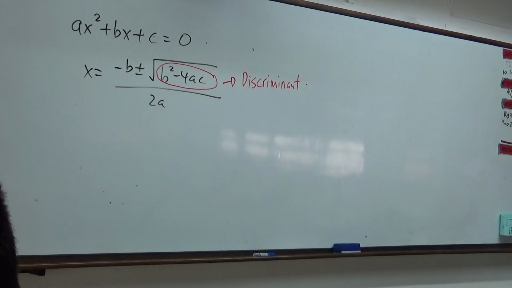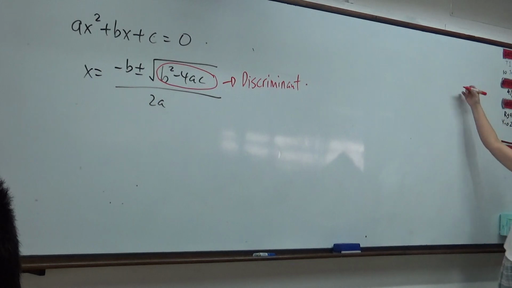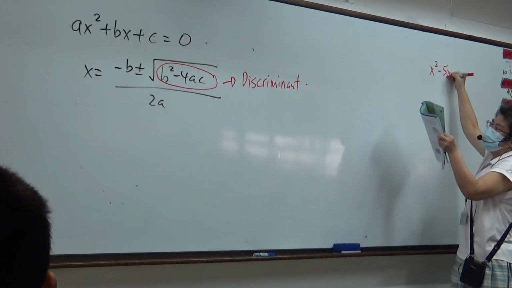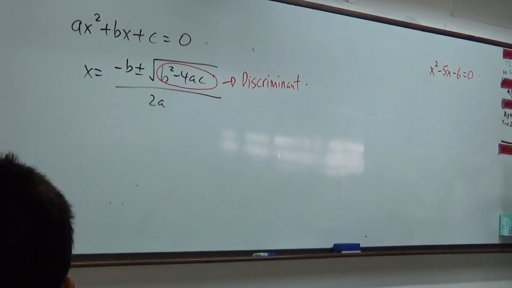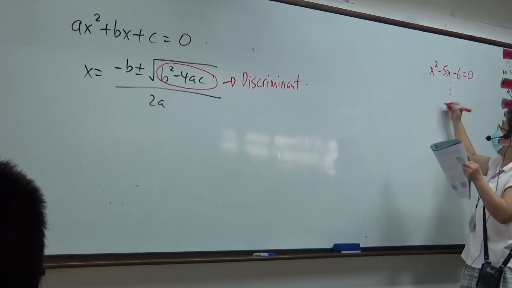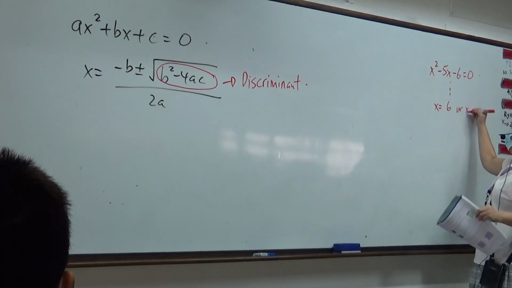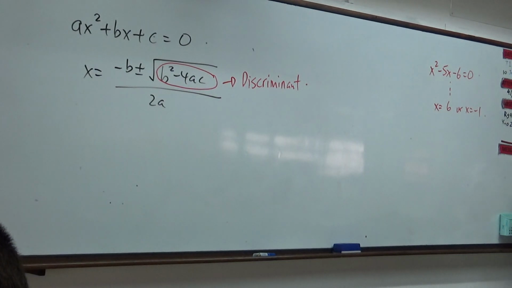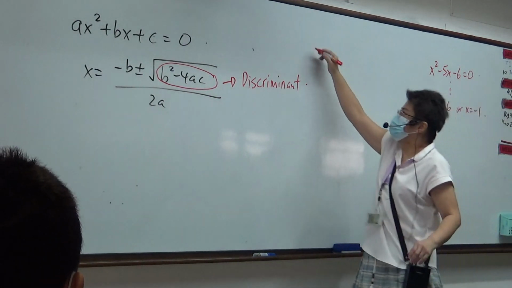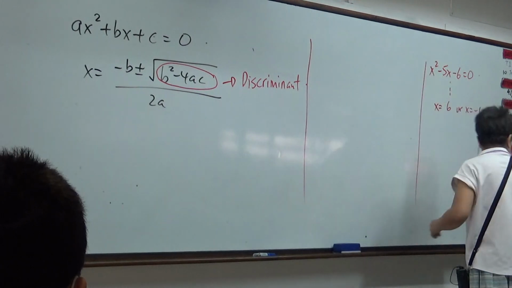Alright. Now, yesterday we did this, right? X squared minus 5x minus 6 equals 0, correct? Then we used the cross method, then we got the answer, correct? The answer is actually x equals 6 or x equals negative 1. Remember this first example that we did? We used the cross method. Now, supposing I want to use the formula, what do I do?